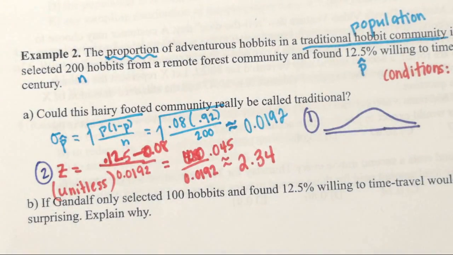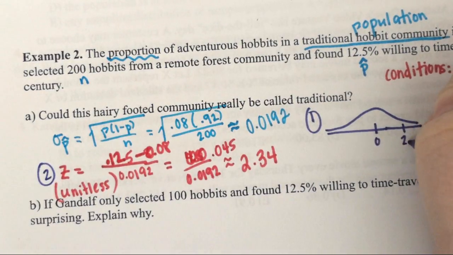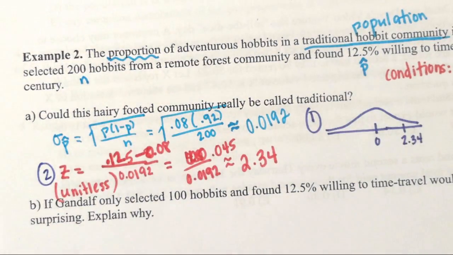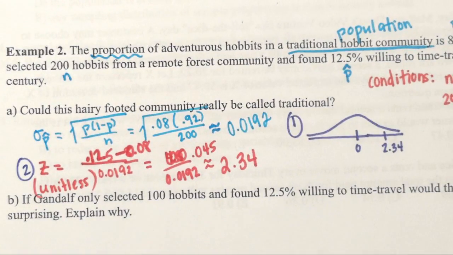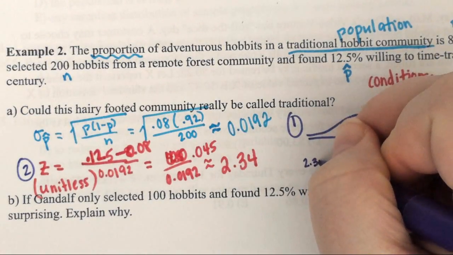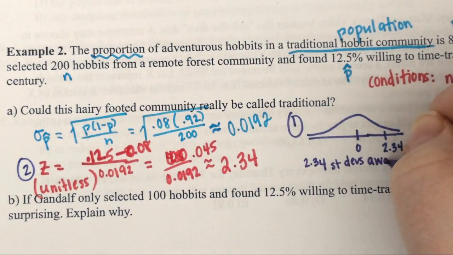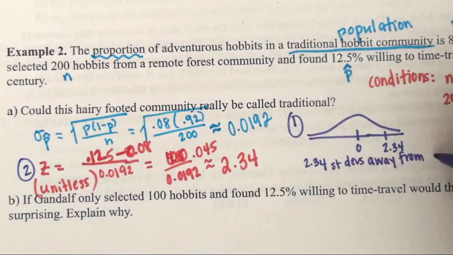So we're trying to figure out, could this hairy-footed community really be called traditional? So our traditional communities are obviously going to be at a 0. We are at a 2.34. So would you actually call this hairy-footed community traditional, considering the one variable that we tested for? Yes, based off how far away they are with their z-score of 2.34. So this community is 2.34 standard deviations away from the normal community.